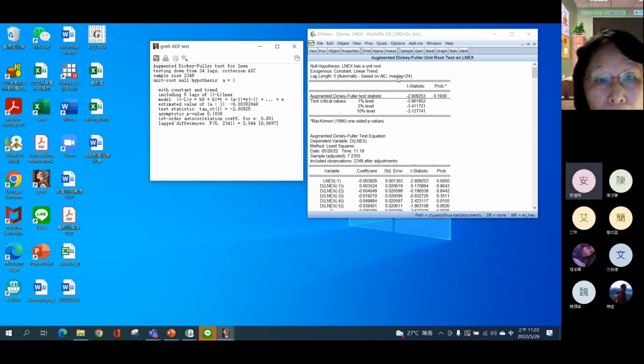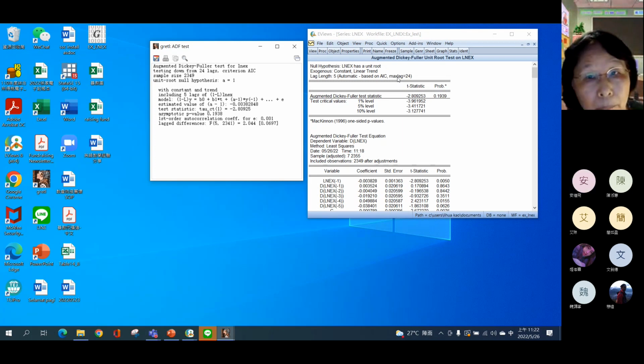Is that clear? Yeah, clear. It means we can choose any one of the significance levels: 1, 5, or 10%, right? Either one of them. But usually we don't really restrict it to 1%. You can use up to 10%.